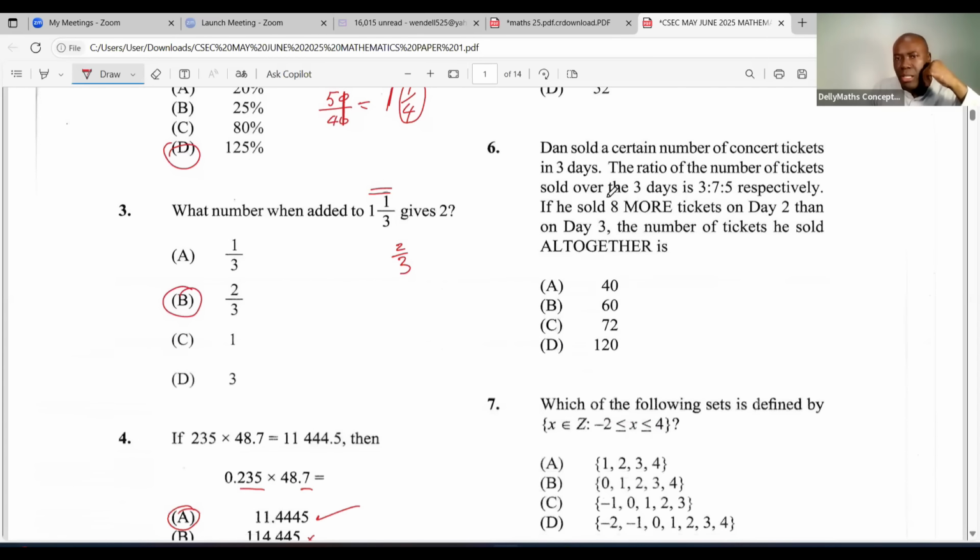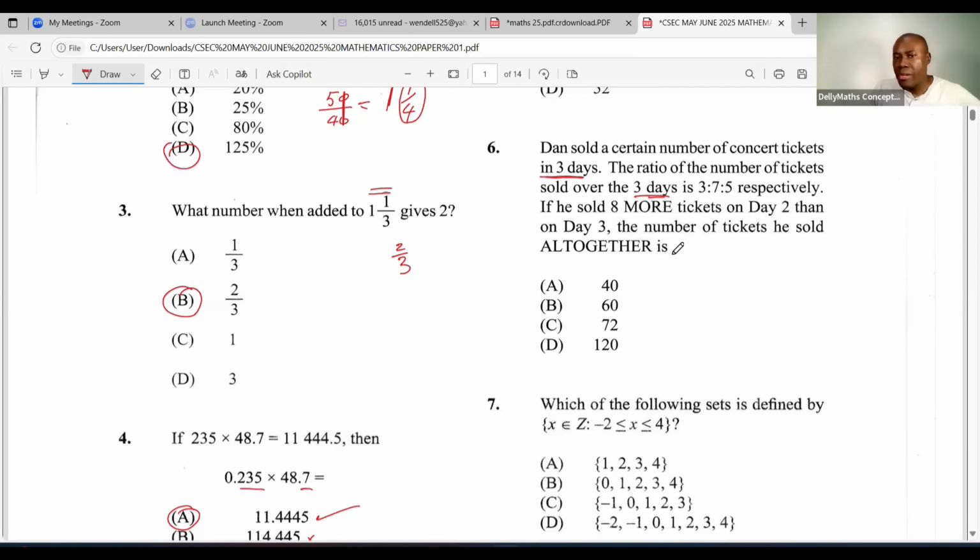Let's go to number 6. Number 6 says Donald sold a certain number of concert tickets in 3 days. The ratio of the number of tickets sold over the 3 days would have been 3 to 7 to 5. Now it says if he sold 8 more tickets on day 2 than day 3, then the number of tickets he sold altogether is what?